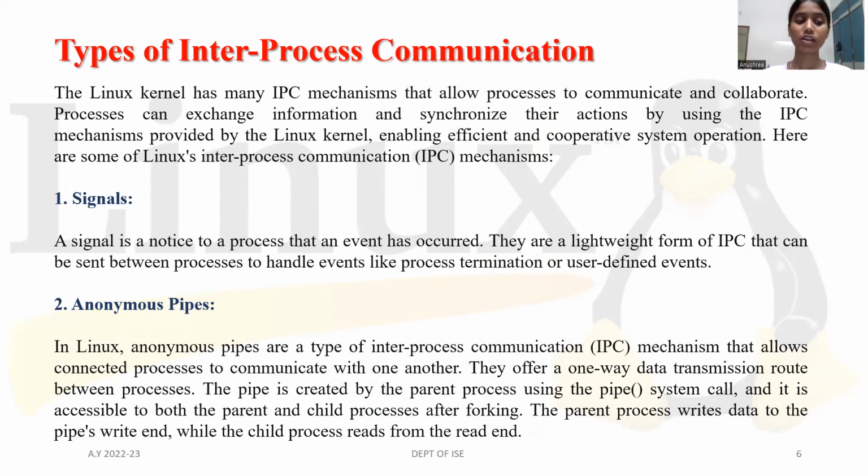Anonymous pipes. In Linux, anonymous pipes are a type of IPC mechanism that allows connected processes to communicate with one another. They offer a one-way data transmission route between the processes. The pipe is created by the parent process using the pipe system call, and it is accessible to both the parent and the child process after forking. The parent process writes data to the pipe's write end, while the child process reads from the read end.